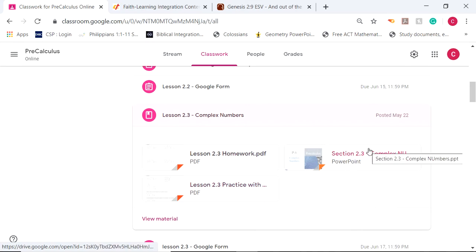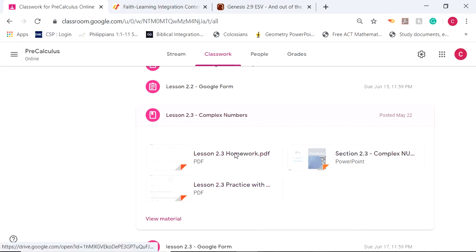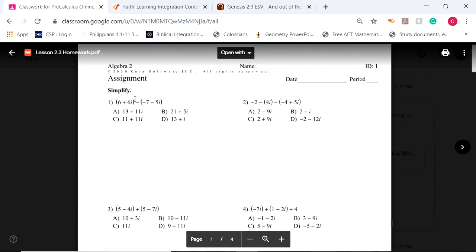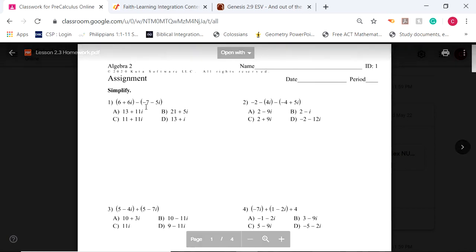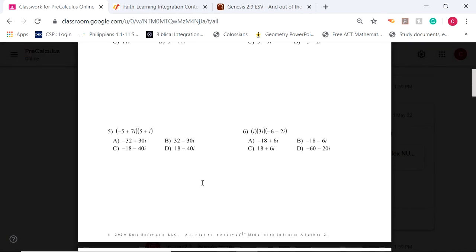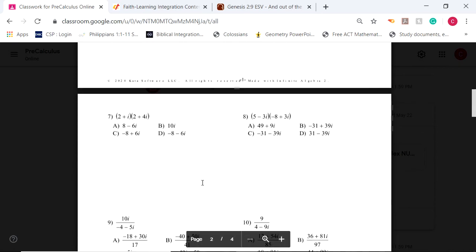So if you feel confident with this, go ahead and do your homework and put it in the Google form. If not, I'm going to try to do one more where I'm rationalizing this for you. Remember, with these, you got to distribute that negative, so it's going to be 6 plus 6i plus 7 plus 5i. Make sure you distribute those negatives. So I got some foiling in there for you.